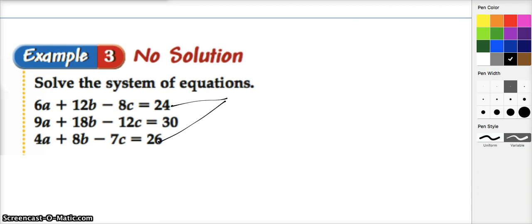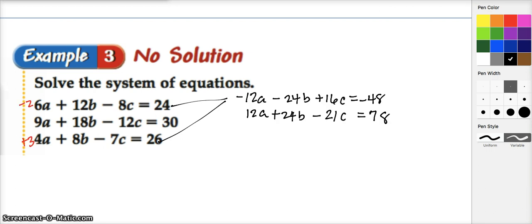And I am going to multiply this equation by a negative 2, and this one I'll multiply by a positive 3. So here are the resultant equations that I get, and let's see what happens when I add. Well, when I add these, the A goes away. I guess that's a benefit, right? When I add these, the B goes away, which was the plan. And when I add these together, I get a negative 5C.